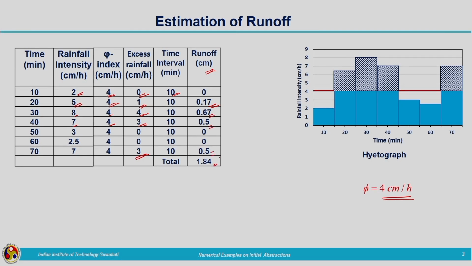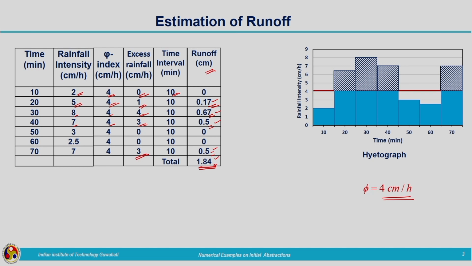So, certain time intervals are not contributing towards runoff, those values have been taken as the abstractions, and the remaining, which is coming above the phi index value, is contributing towards the runoff at the outlet. So, we got the runoff depth corresponding to each time interval. Those values will be added together to get the total runoff at the outlet of the catchment, that is coming out to be 1.84 centimeters.